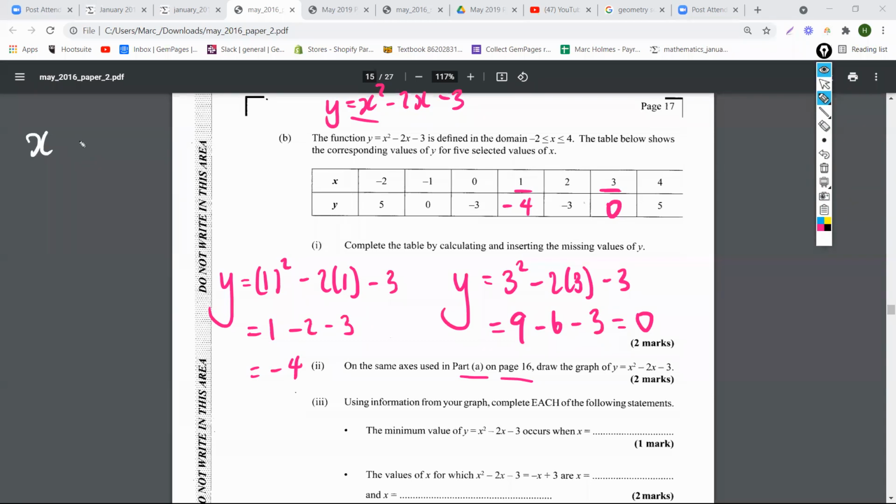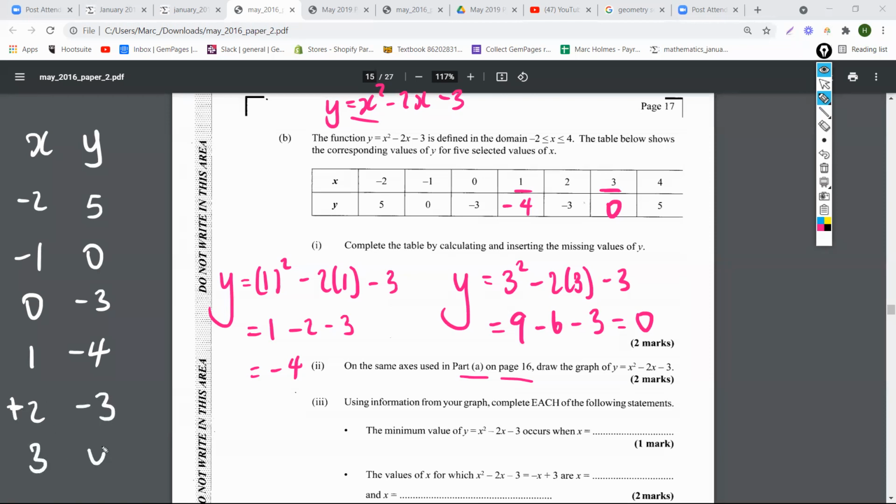So x is minus 2. Hold on, let me write them this way. X and y values. So when x is minus 2, y is equal to 5. When x is minus 1, y is equal to 0. When x is 0, y is equal to minus 3. When x is 1, y is equal to minus 4. When x is 2, sorry, positive 2, y is equal to minus 3. When x is 3, y is 0. And when x is 4, y is 5, right?